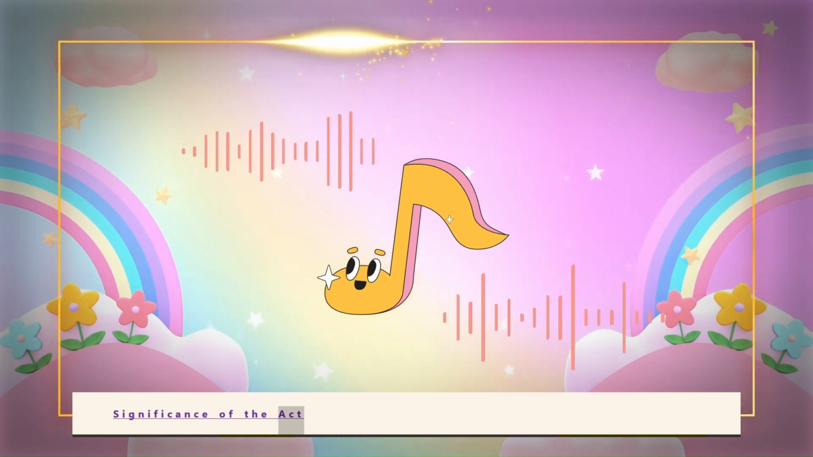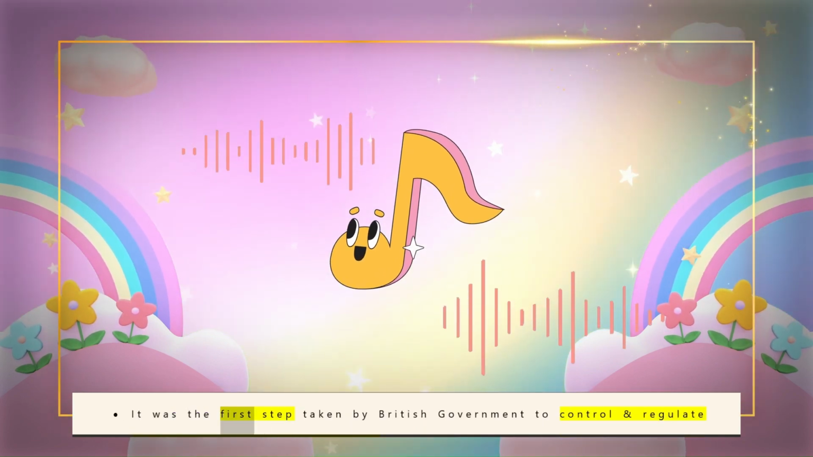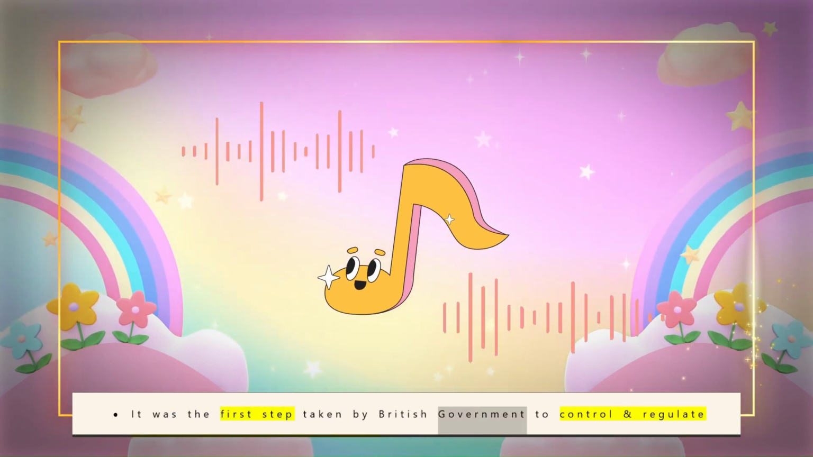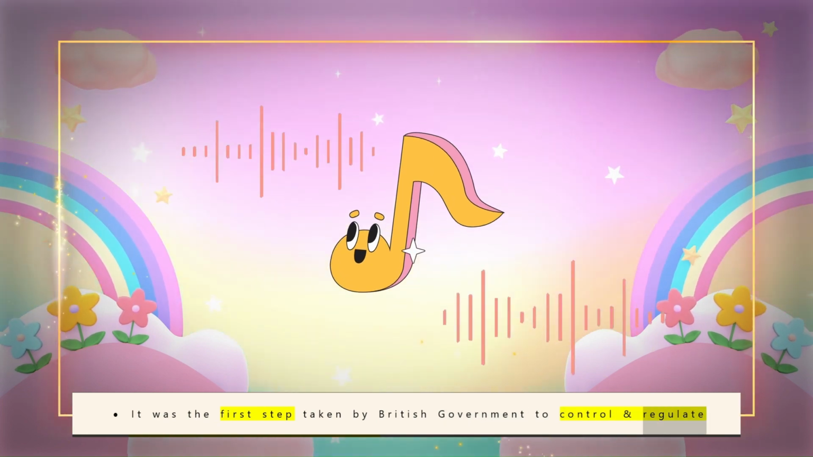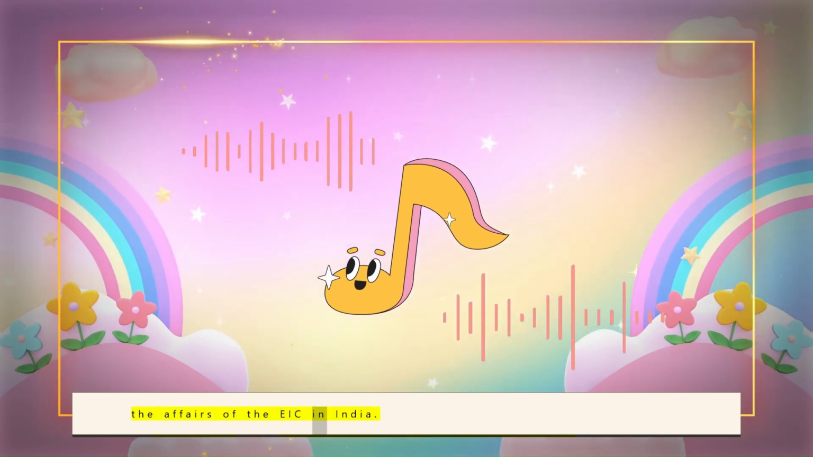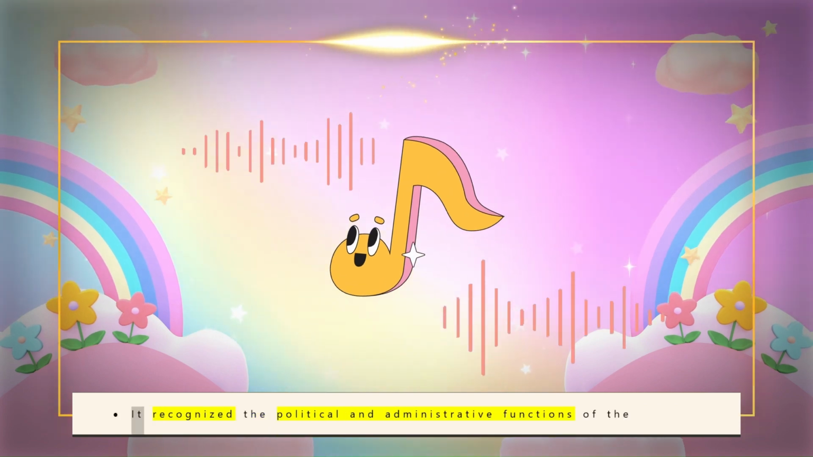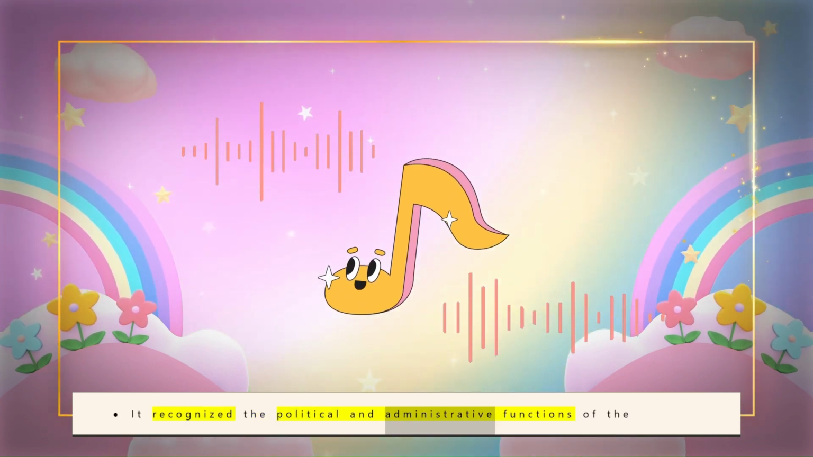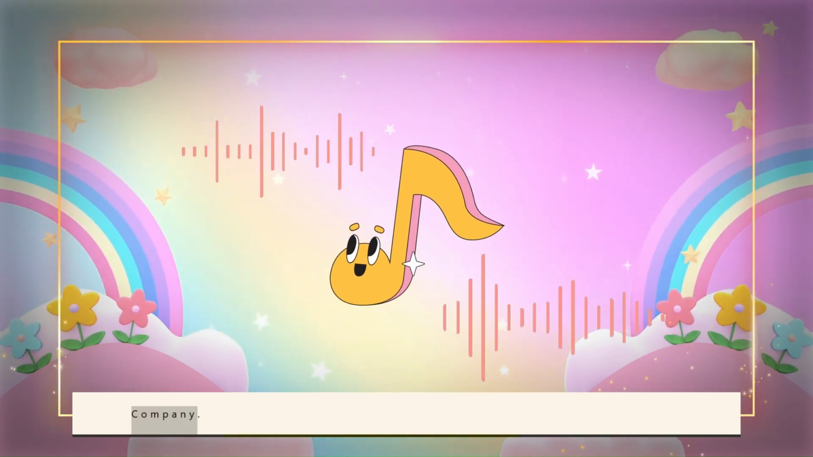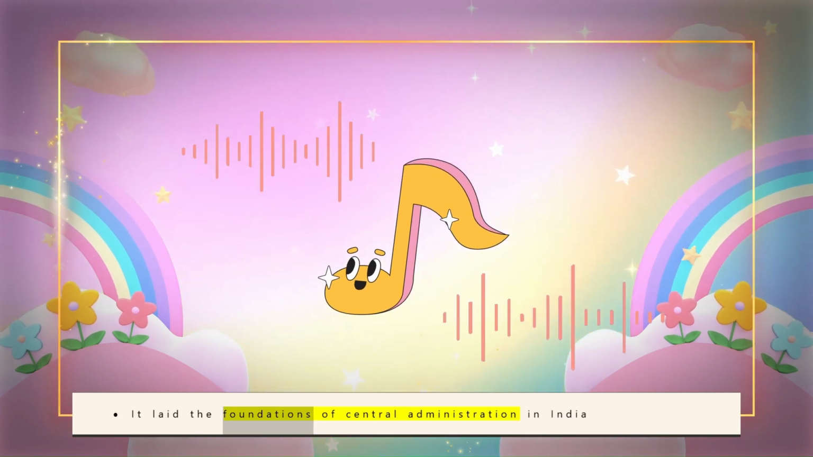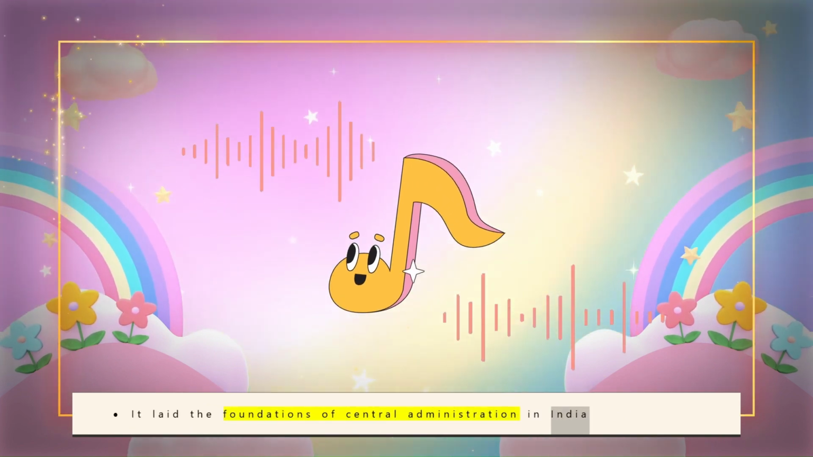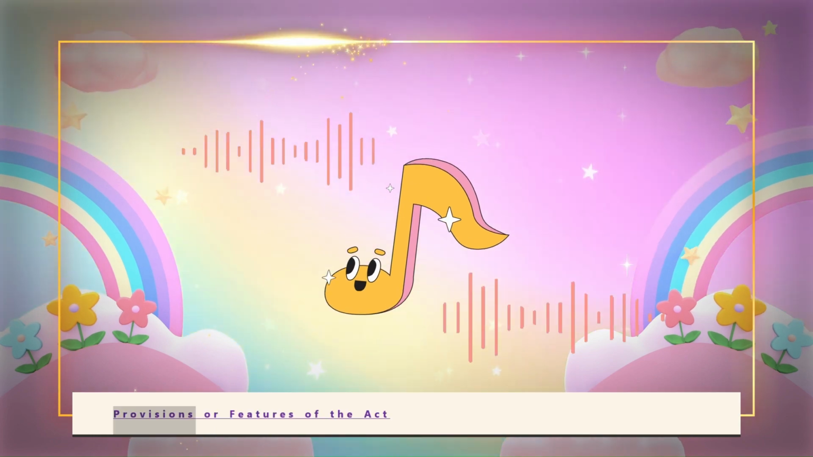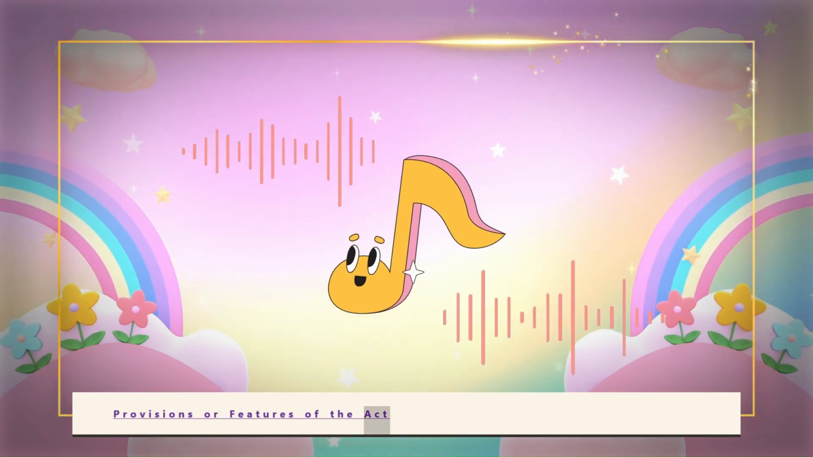Significance of the Act. It was the first step taken by the British government to control and regulate the affairs of the EIC in India. It recognized the political and administrative functions of the company. It laid the foundations of central administration in India. Provisions or features of the Act.